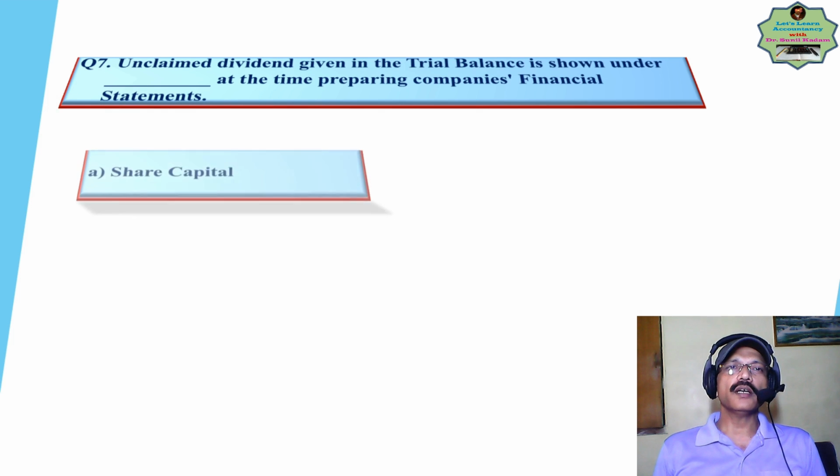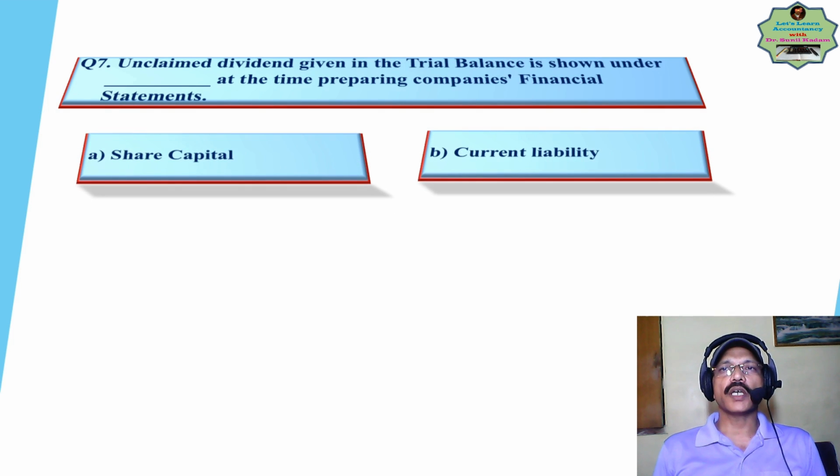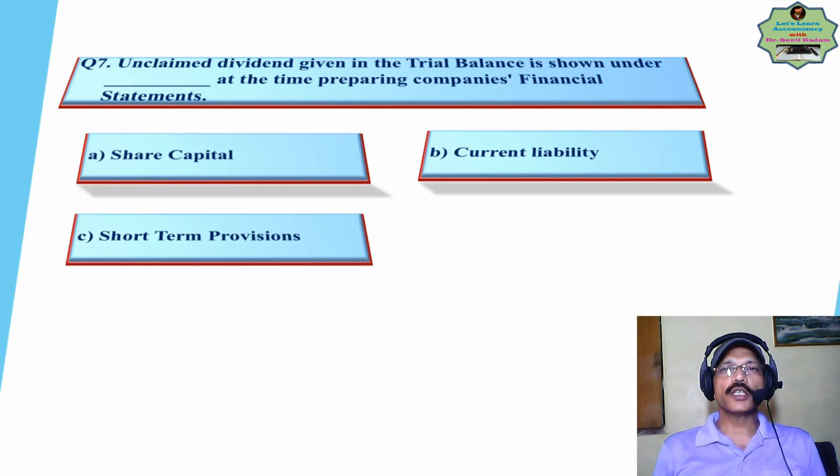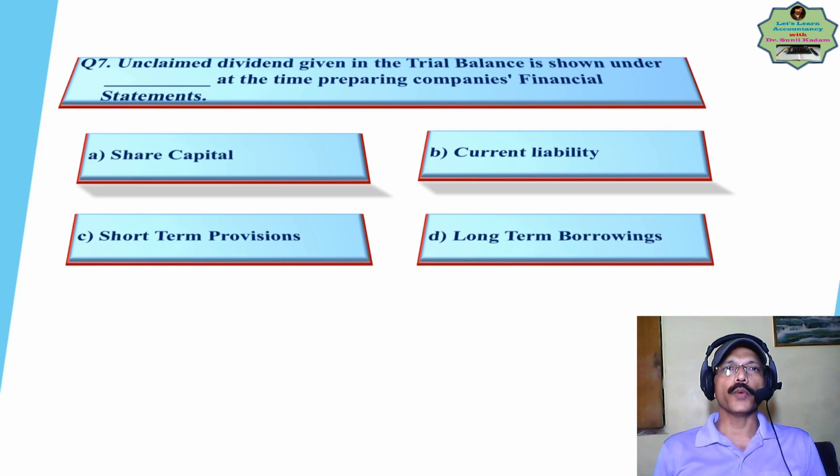So options are share capital, current liability, short-term provisions, long-term borrowings. Let us understand the objective once again. Unclaimed dividend given in a trial balance is shown under dash dash at the time of preparing company's financial statement. Will it be shown under the share capital, current liability, short-term provision, or long-term provisions?